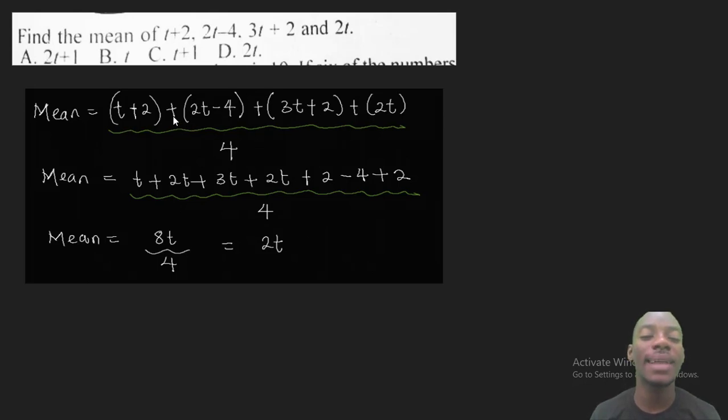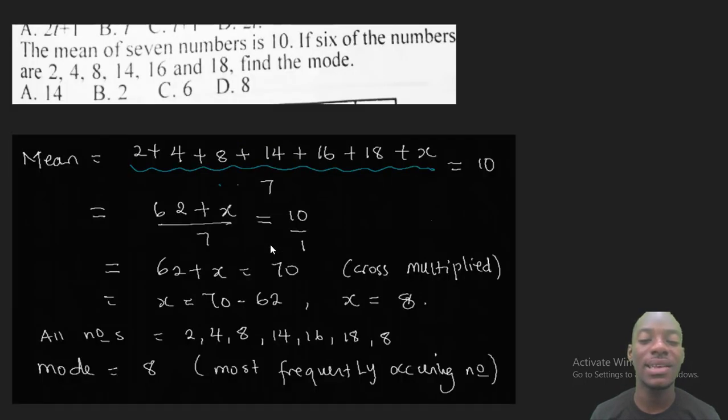Now, if you add up like terms, so t plus 2t plus 3t plus 2t, plus 2 minus 4 plus 2. You can see numbers here, and numbers that have letters here. So 2 minus 4 is minus 2, and minus 2 plus 2 cancels out, it is 0. So these ones are gone. Now, if you add up 1t plus 2t plus 3t plus 2t, that is 8t. 8t divided by 4, the answer becomes 2t. So the answer is actually 2t. And that is the answer.